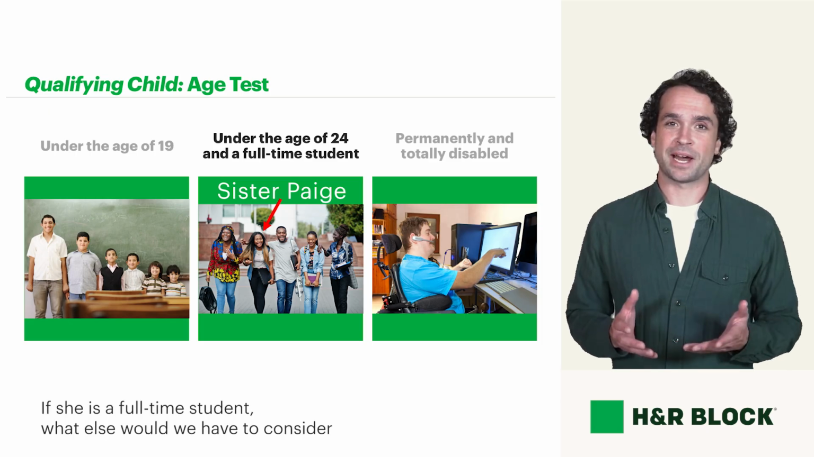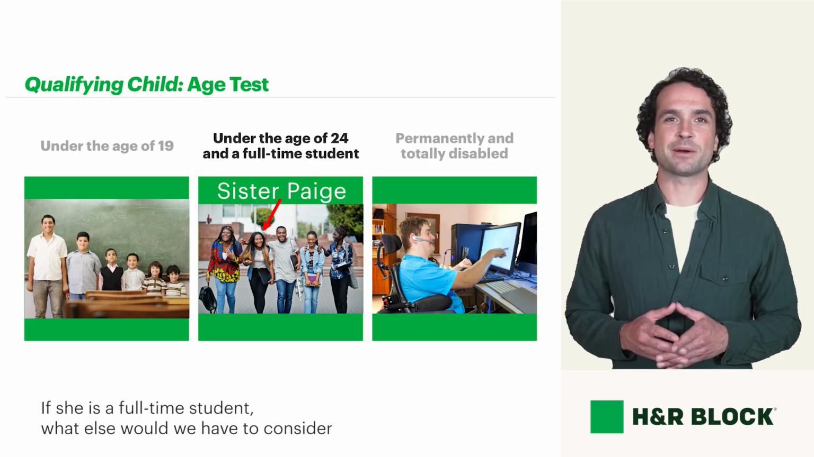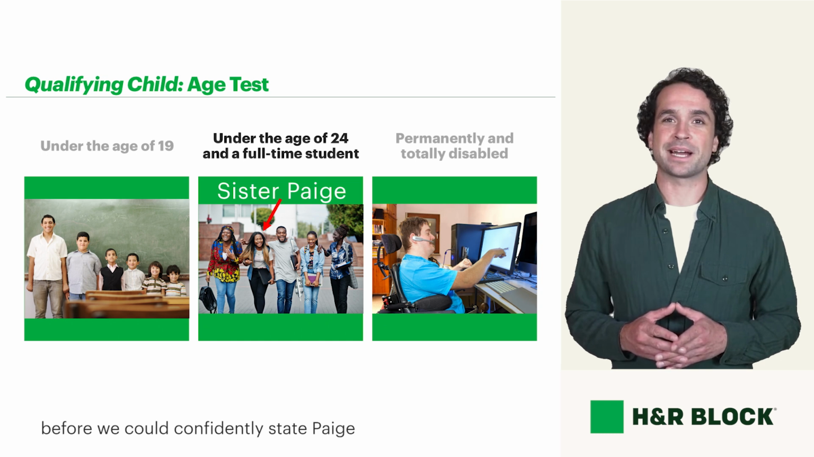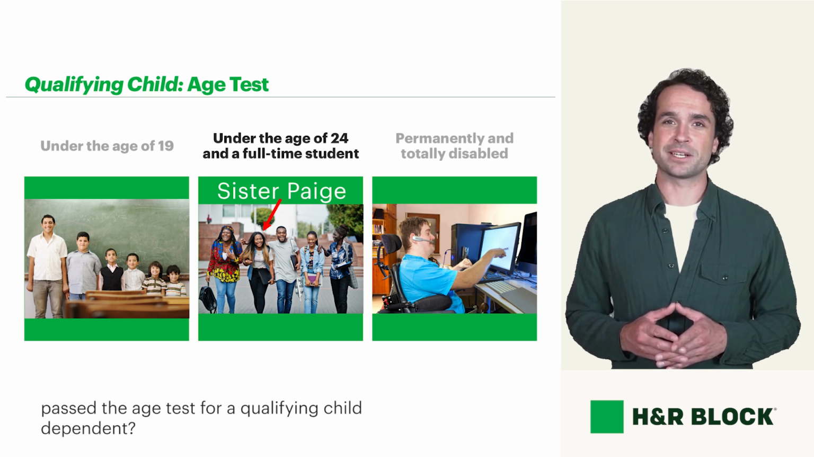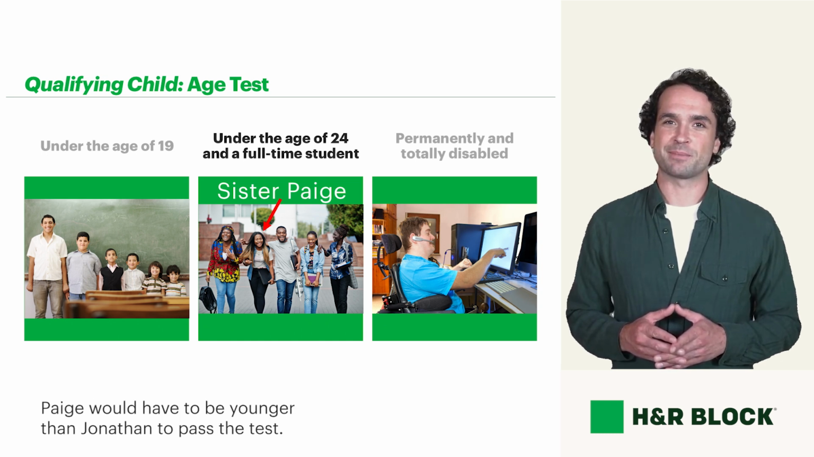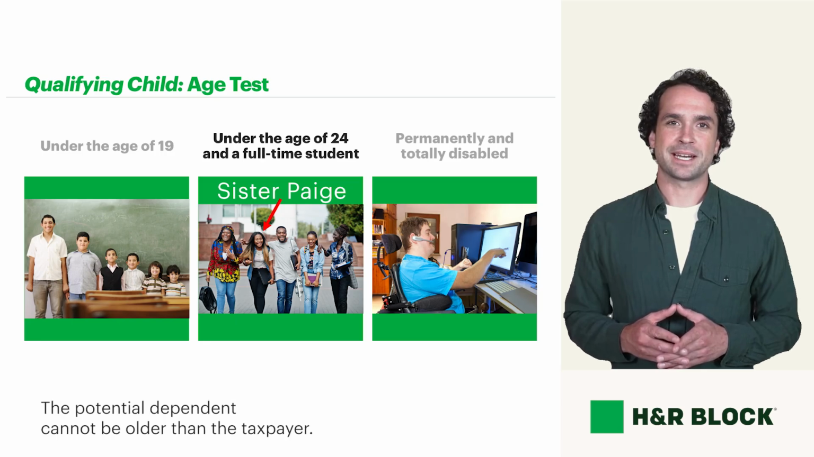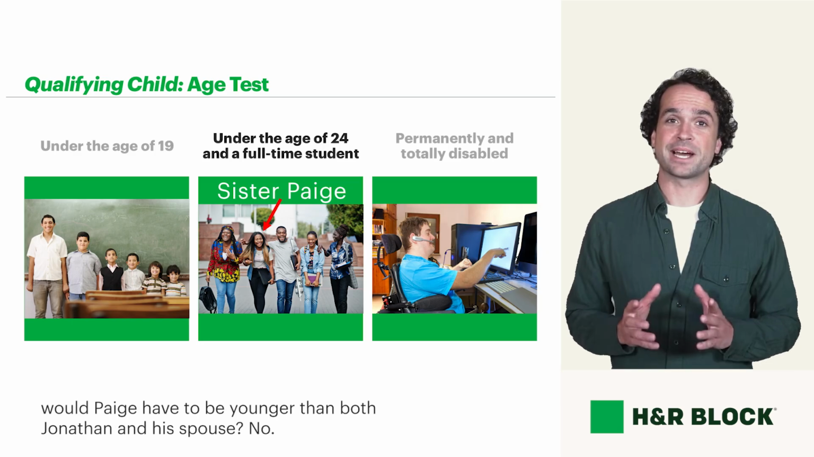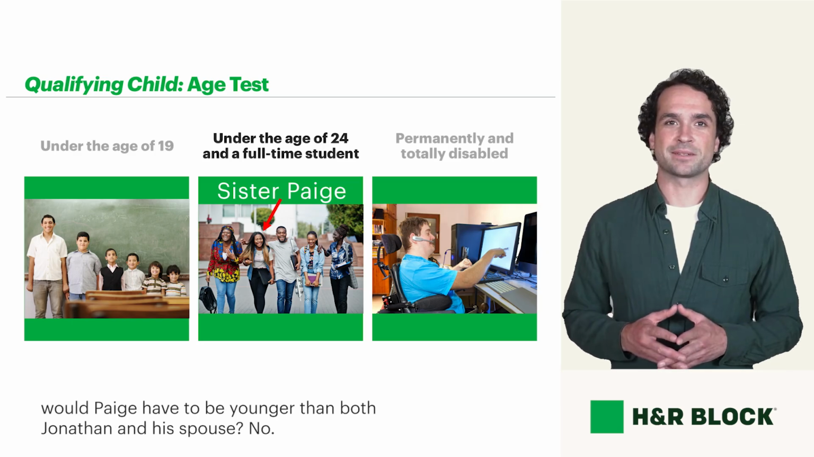If she is a full-time student, what else would we have to consider before we could confidently state Paige passed the age test for a qualifying child dependent? Paige would have to be younger than Jonathan to pass the test. The potential dependent cannot be older than the taxpayer. If Jonathan was married, would Paige have to be younger than both Jonathan and his spouse?